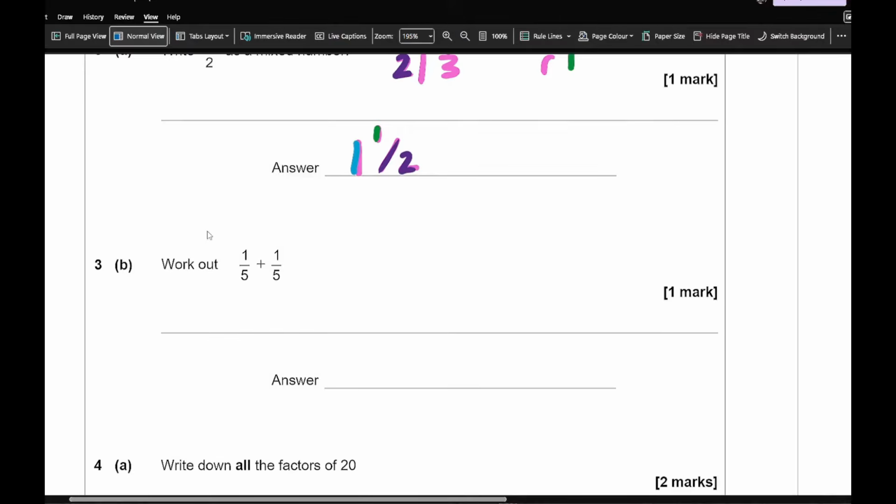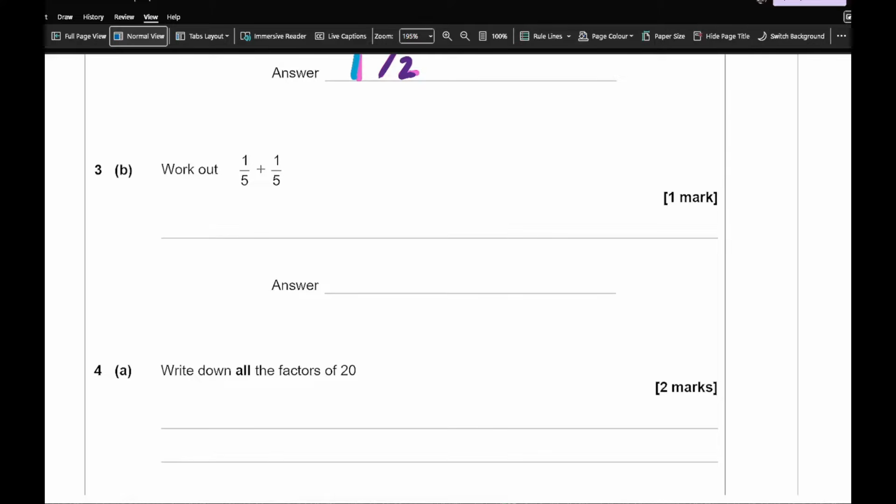Then for 3b, it says work out 1/5 plus 1/5. Well, you can see that the denominators are the same, so we just need to add the numerators together, which gives us an answer of 2/5.